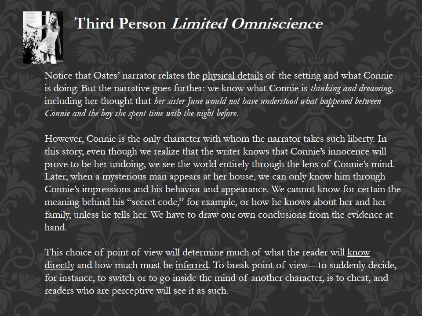Later, when a mysterious man appears at her house, we can only know him through Connie's impression and his behavior and his appearance. We cannot know for certain the meaning behind his secret code, for example, or how he knows about her and her family, unless he tells her. We have to draw our own conclusions from the evidence at hand. The choice of point of view, then, will determine much of what the reader will know directly and how much must be inferred. To break point of view, to suddenly decide, for instance, to switch or go inside the mind of another character, is to cheat, and readers who are perceptive will see it as such.